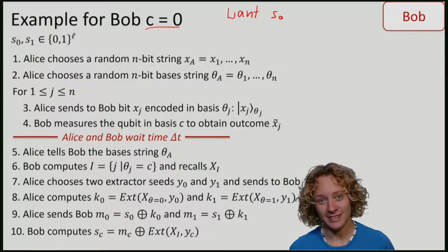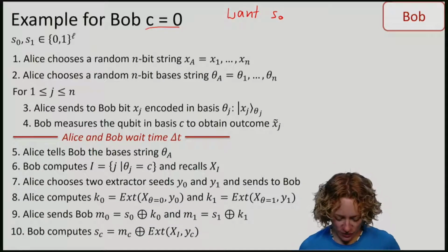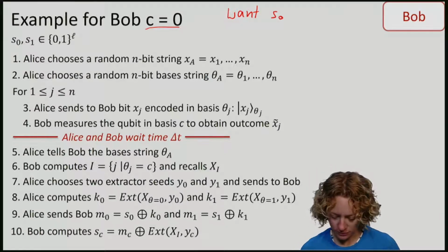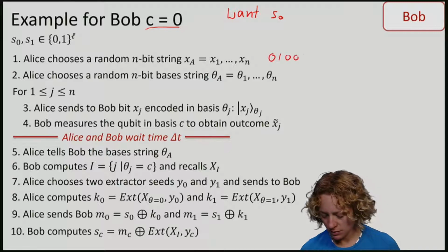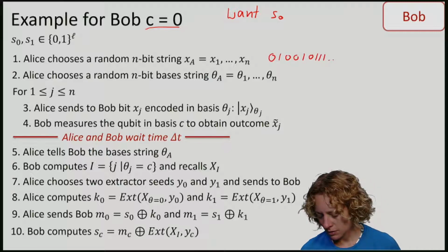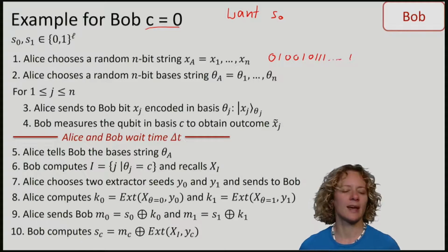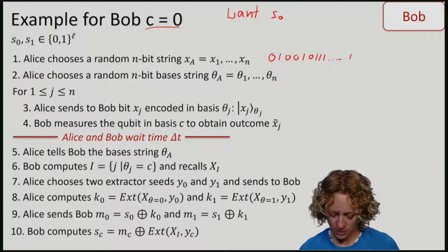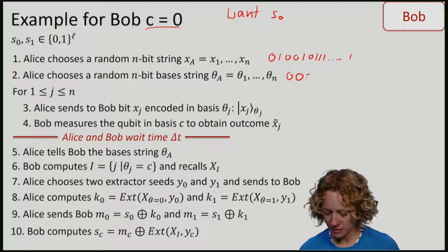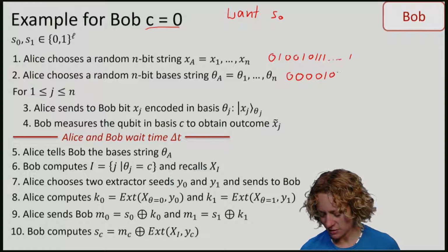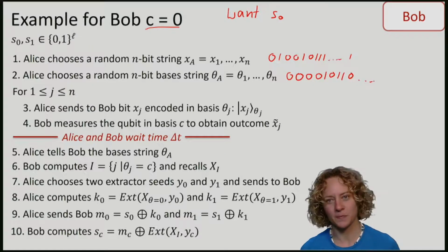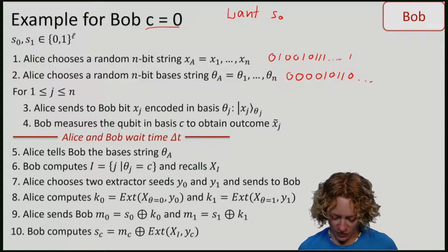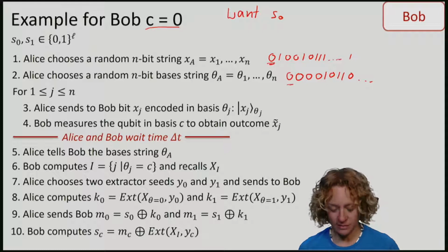If Alice was honest, she would be choosing a string x1 up to xn. So this one. And she'd also be choosing a basis string. So standard basis, standard basis, standard basis, standard basis, Hadamard, standard, Hadamard, Hadamard, standard, and so on. And she will send to us each of these bits encoded in that basis.